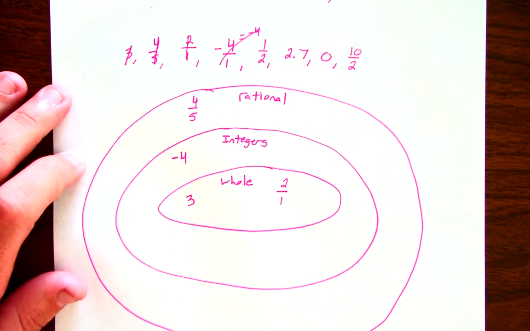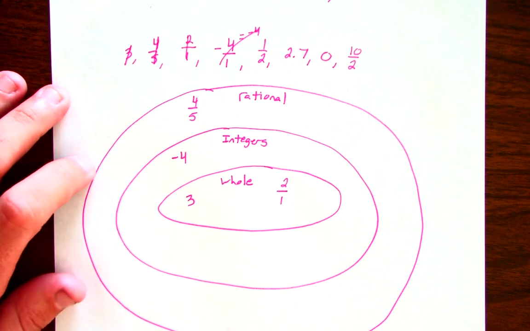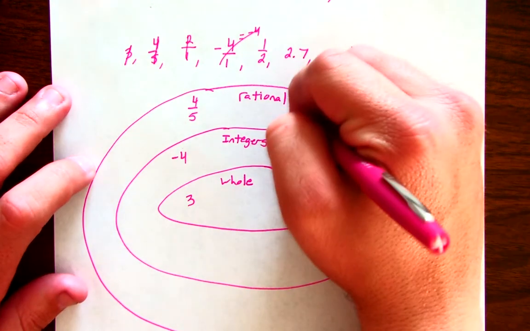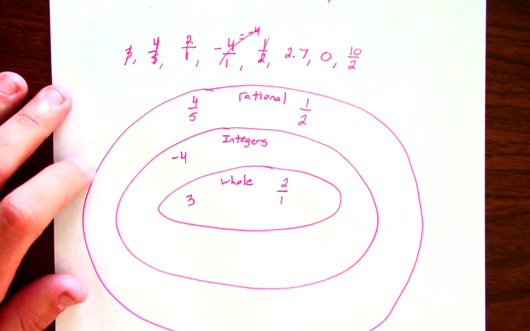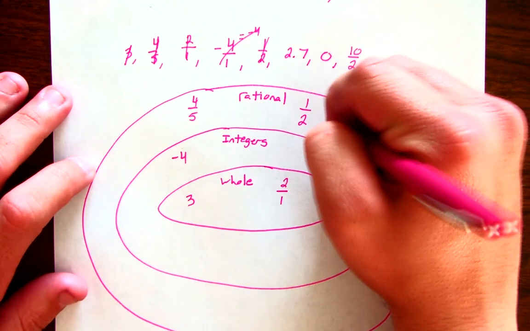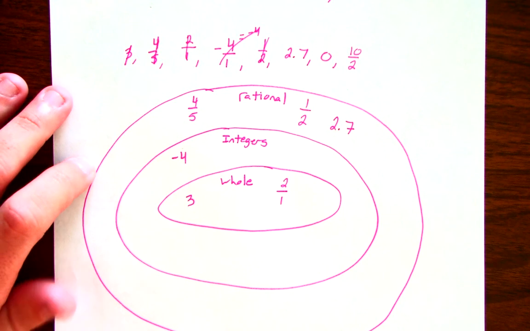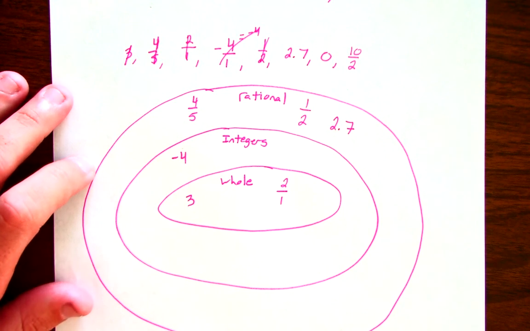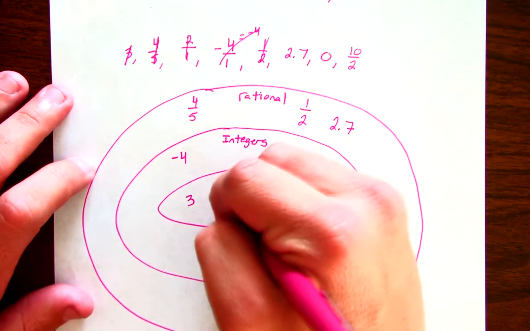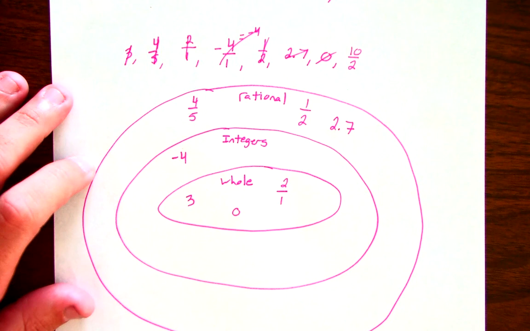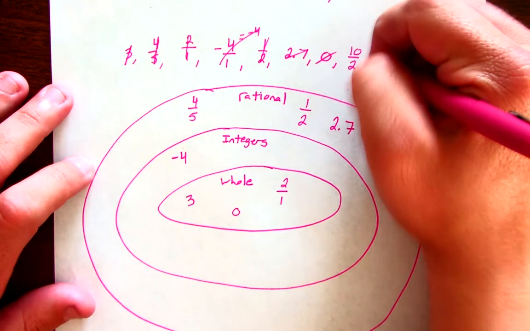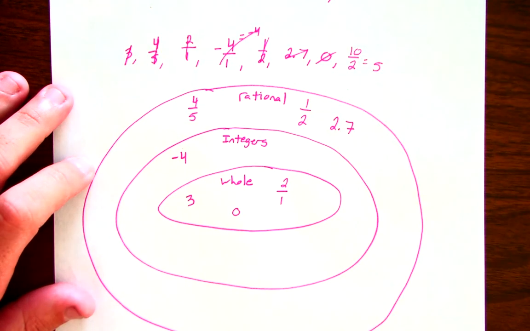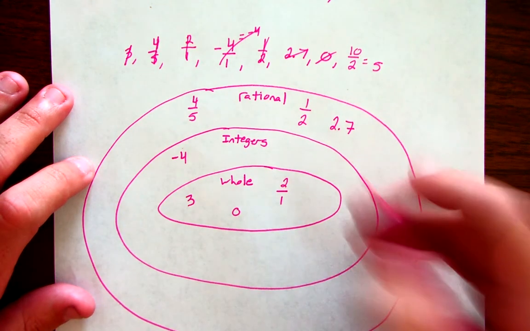1/2. Can that fraction be simplified to a whole number? No, it cannot. 2.7. Well, that's a decimal. Decimals go with rational numbers. 0. Where does that best fit? It best fits with the whole number. 10 divided by 2. Well, guys, what is 10 divided by 2? Oh, yeah, that's just 5. So that best fits in the whole numbers.